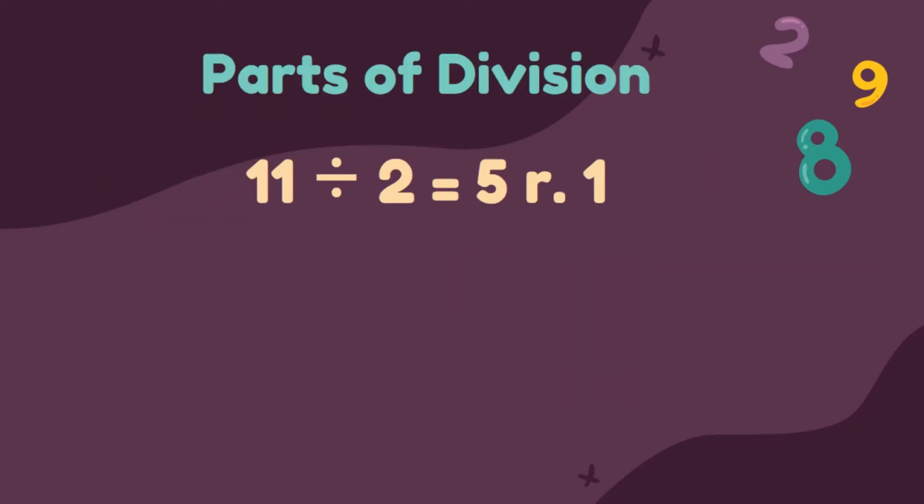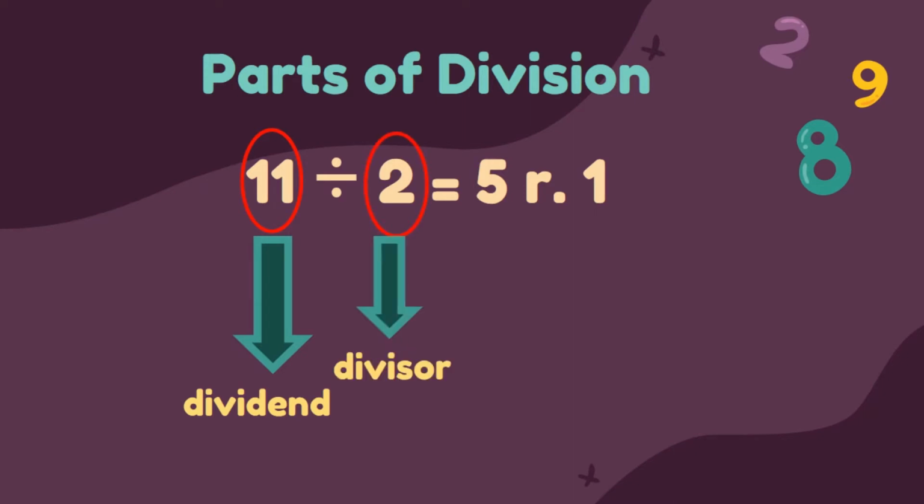Let's have this equation. 11 divided by 2 is equal to 5, remainder 1. 11 is the dividend. Dividend is the number that is being divided. 2 is the divisor. Divisor is the number which shows how many groups the dividend will be divided. 5 is the quotient. Quotient is the answer in division.